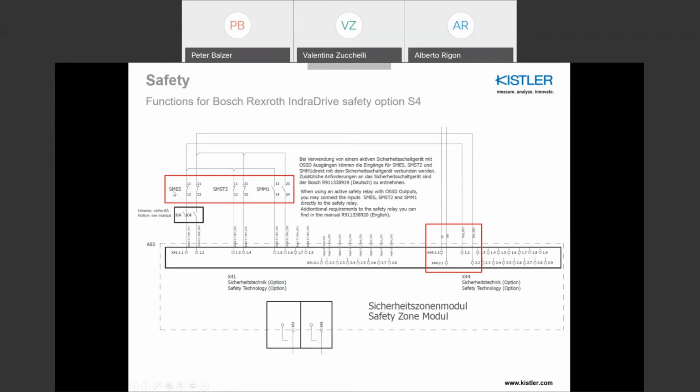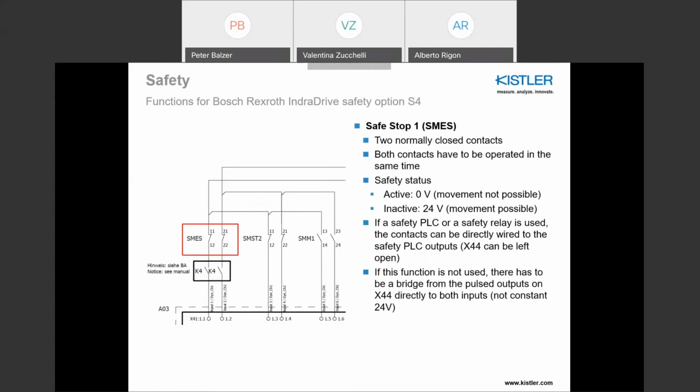Each safety function has two channels. Here you see SMES, SMSD2, and SMM. Now let's go a little bit into the details. Let's start with the SMES. We have two normally closed contacts. Both contacts have to be operated at the same time. That's really important. So if you're using a safety PLC, it's really important that you set the output signal to both contacts exactly at the same time. There's a really low threshold running inside of the drive, which is checking if the contacts are at the same level every time. The safety status: if we have an input of 0 volt, the safety function is active. This means no movement is possible. If the safety zone box in this case recognizes 24 volts, the movement is possible and the safety function is inactive. I already explained this one.